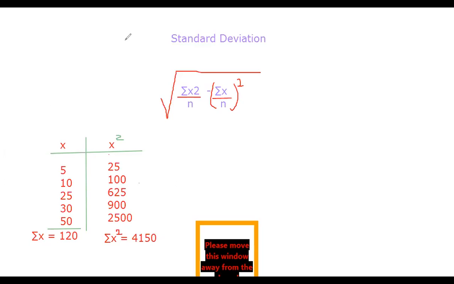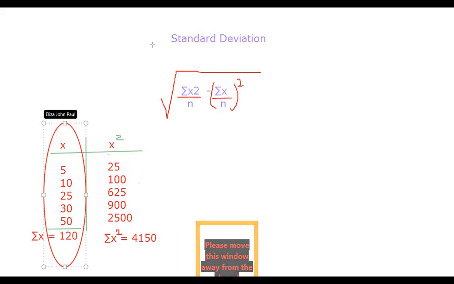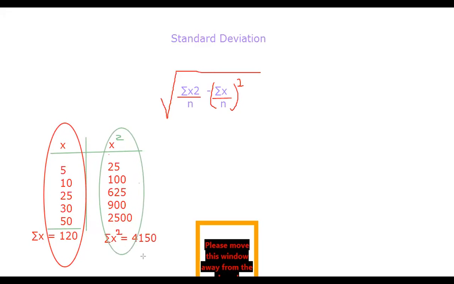So this is our sigma x, this is our sigma x values, and this is our sigma x square value. Now we just need to apply this in our formula. We know the formula, and we have to apply it to identify our standard deviation. So let's get back to the topic now.